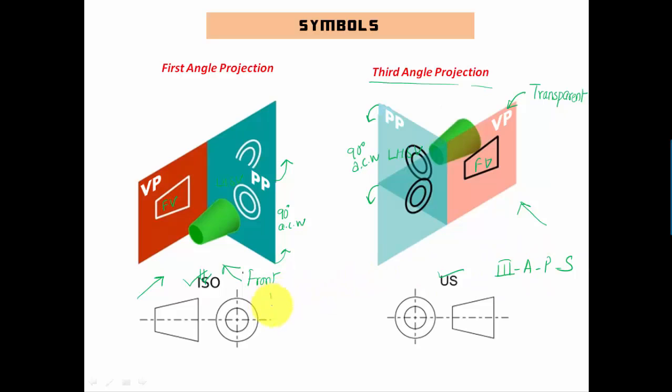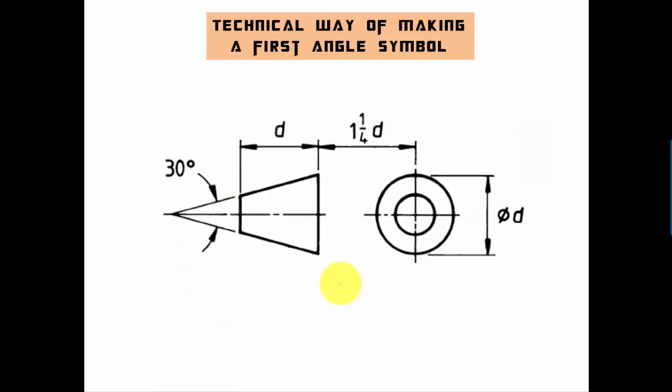And this is the symbol for first angle projection system. So guys, that was all about the symbols pertaining to different sorts of projection systems. Now let me show you how these symbols can be drawn very technically. So this is the idea.